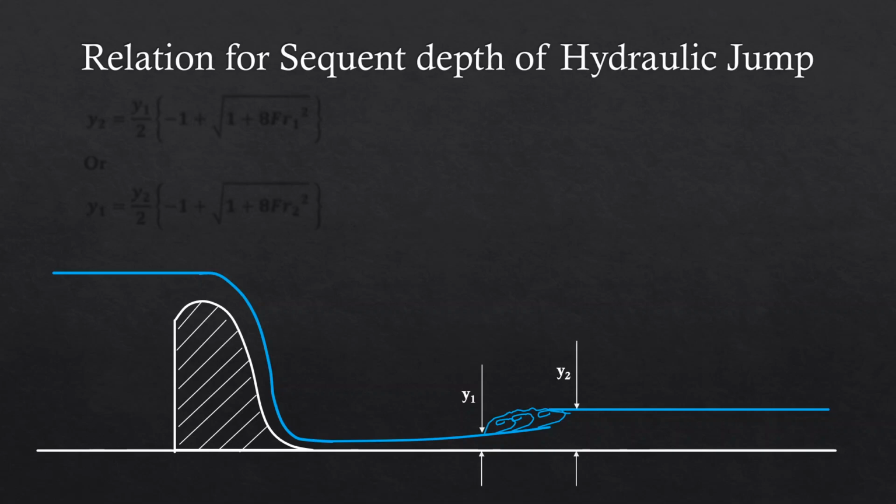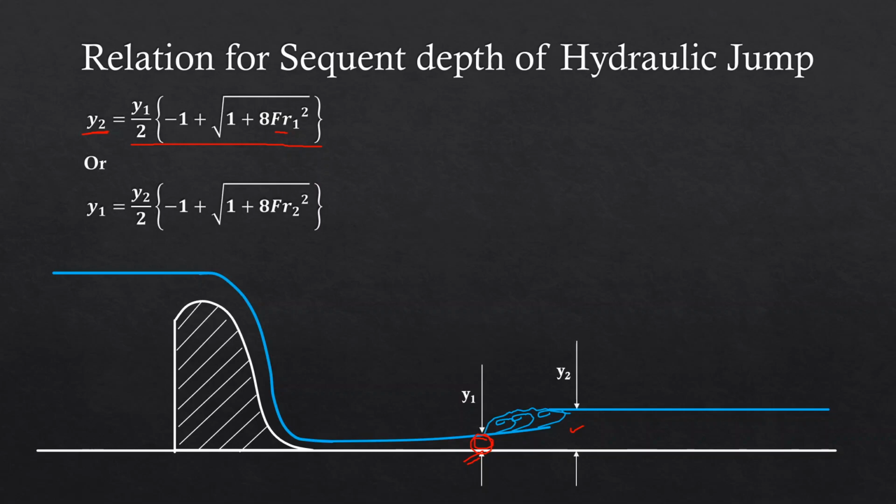Now let's refresh the equation of the hydraulic jump, where y2, that is the downstream depth of the jump, is given by y1 by 2 minus 1 and so on, where y1 is the depth just before formation of the jump in the upstream, that is this one, and Fr1 is the Froude number at this location just before formation of the jump. The equation can be written in this form also, where y1 can be found if we know y2 and the Froude number at this point.